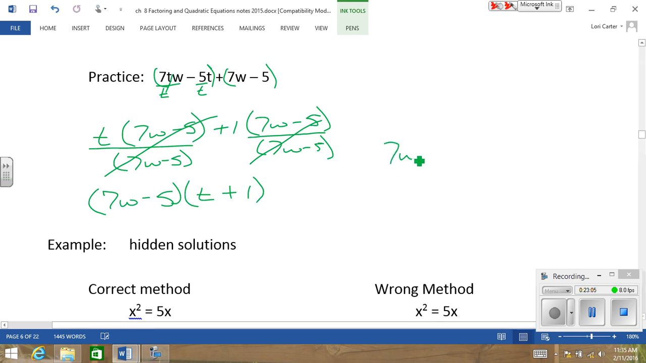So 7W minus 5 equals 0. 7W equals 5, so W equals 5 divided by 7. And then over here, T is going to equal what? Negative 1. T plus 1 equals 0, so T equals negative 1.